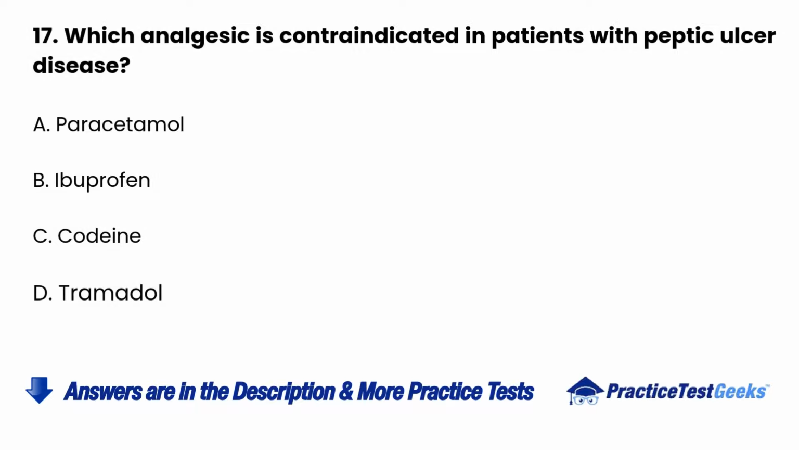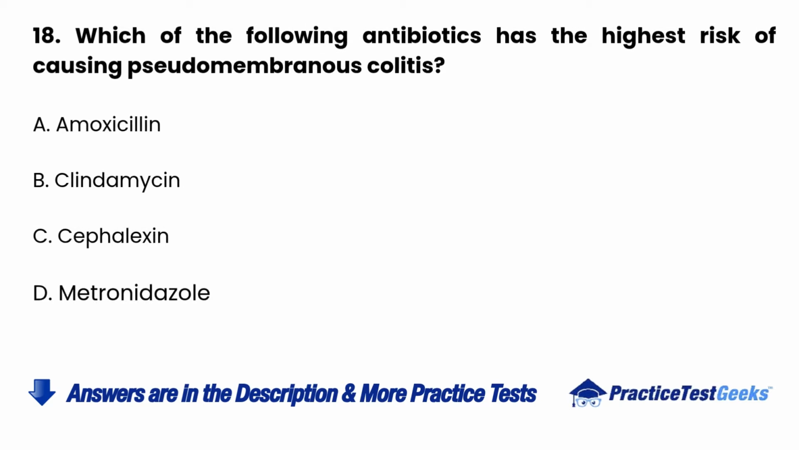17. Which analgesic is contraindicated in patients with peptic ulcer disease? A. Paracetamol. B. Ibuprofen. C. Codeine. D. Tramadol.